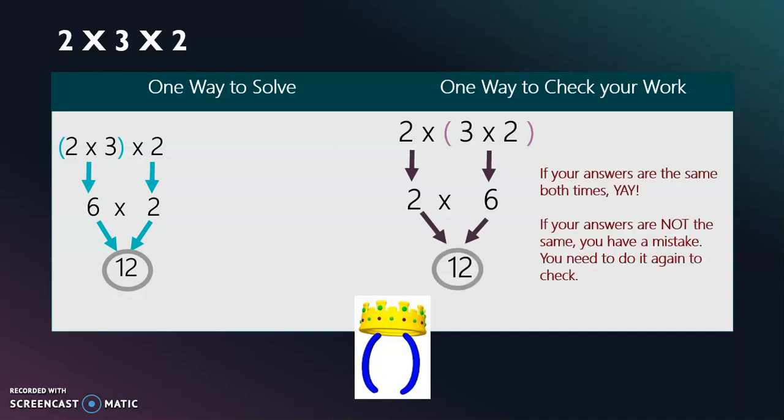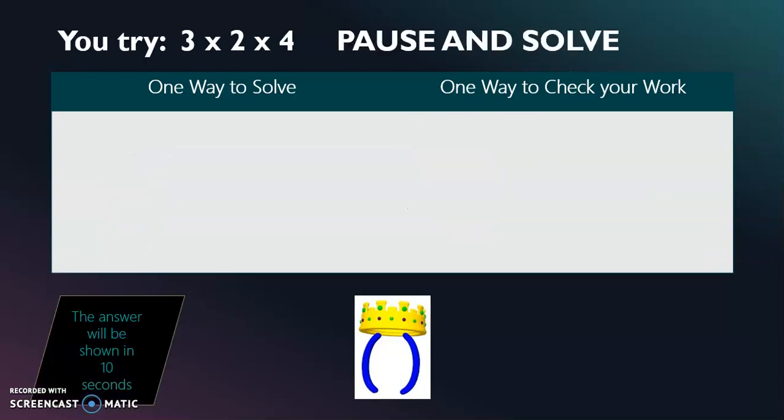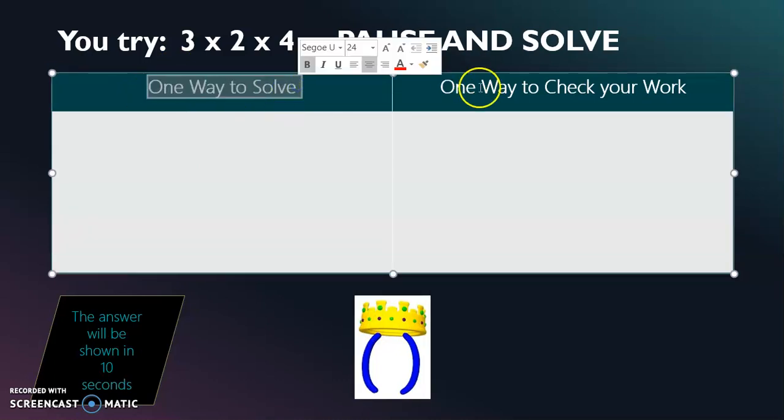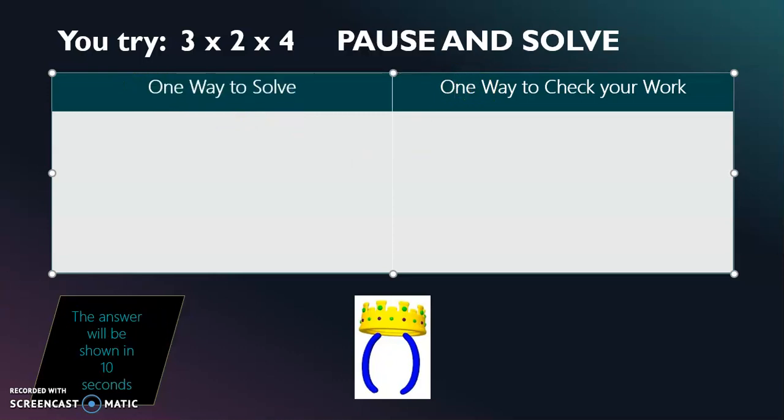If your answers are the same both times, then yay, you got it. But if your answers are not the same, you have a mistake, and you need to go back and check your work again. So since both of my answers are 12, that means my answer to 2 times 3 times 2 is equal to 12. Now you are going to try. You're going to pause my video, and you're going to solve this. 3 times 2 times 4. I want you to make sure that you're using king parentheses, and you're also showing me in 2 different ways. Make sure your parentheses are in different places for each of the ways.